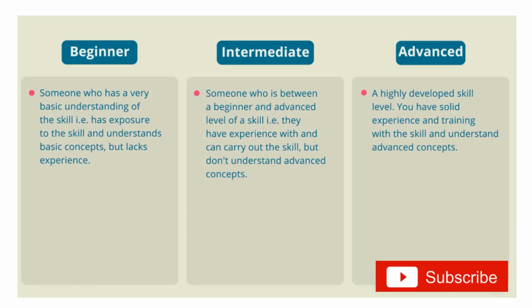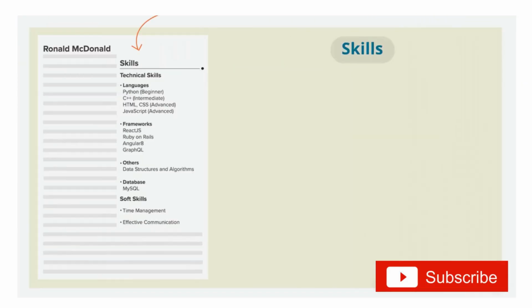Similarly, you can assess your level in a particular skill based on your extent of knowledge in it and mention that accordingly in your resume. Now, let us go back to the resume. After understanding the different types of skills and the proficiency levels that one can mention in their resume, let us take a look at the do's and don'ts for writing the skills section effectively.